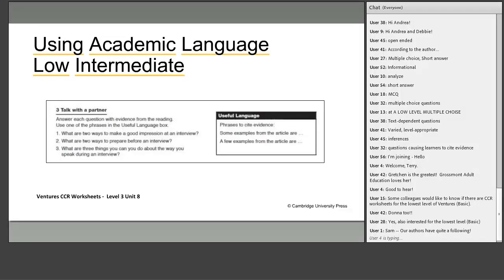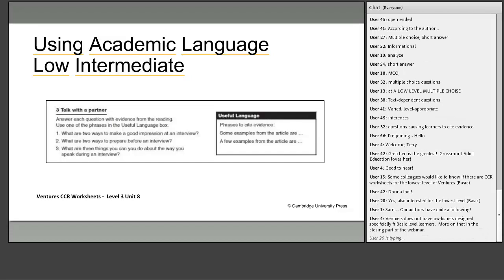Here is a sample from the low intermediate level. The learners are discussing ways to prepare for and succeed in job interviews. Notice that 2 different academic phrases are provided to assist the learners in citing examples from the reading. Some examples from the article are, or a few examples from the article are. At level 4, learners are also given 2 choices of academic phrases to use in reporting someone else's ideas. For example, according to the author, or the author states that.